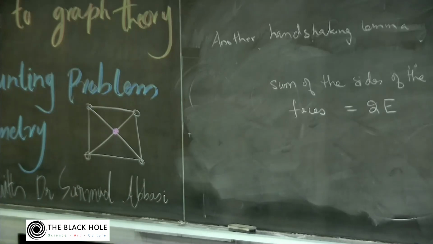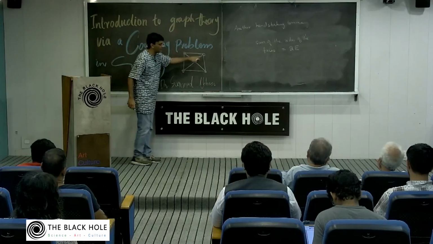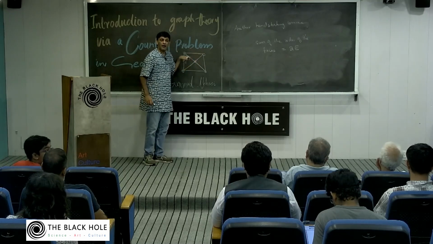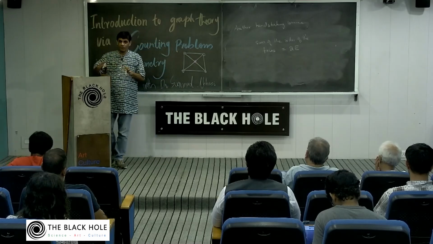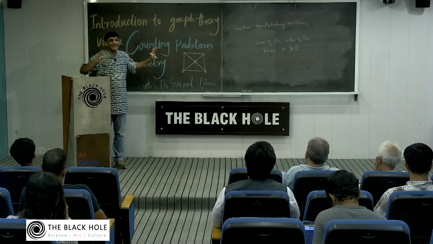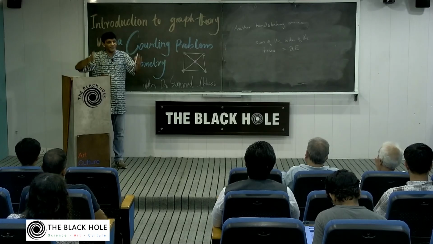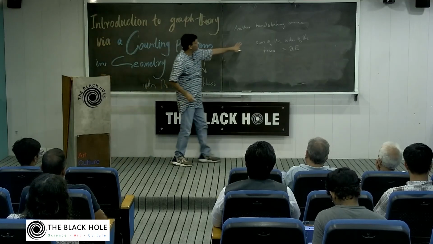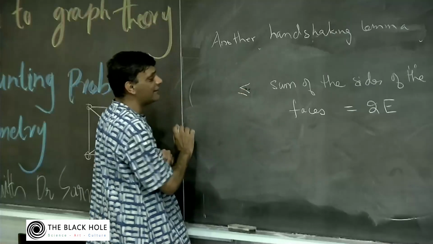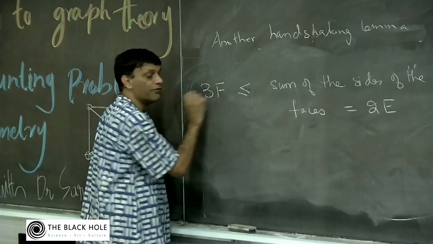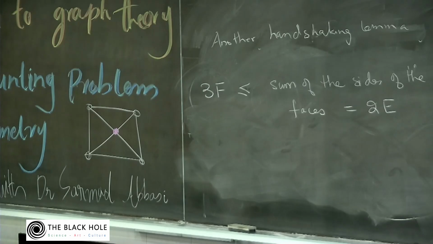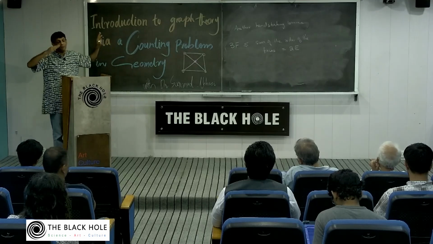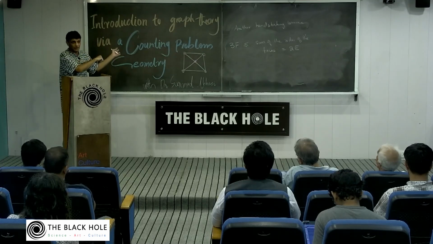That's what we have. But when you make a face in an ordinary graph, what's the smallest number of sides it can have? 3, right? It cannot have fewer than 3 sides. 2 sides don't make a face. So the sum of the sides of the faces must be greater than or equal to 3 times the number of faces. Each face gives me 3, sometimes more.